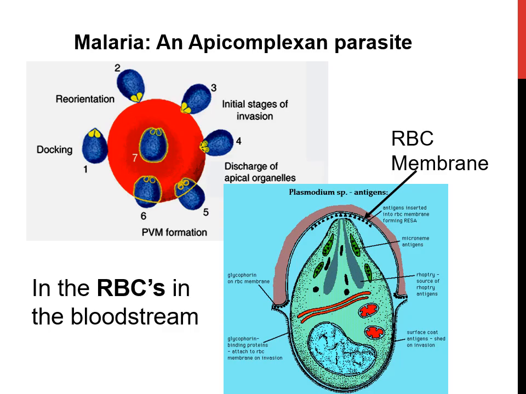It's like a ship docking at the port, and then it reorients itself so that the apical complex, as its name means, will start to penetrate the red blood cell by physicochemical actions, whatever it is, we will not go into the detail, and then this parasite inserts itself.